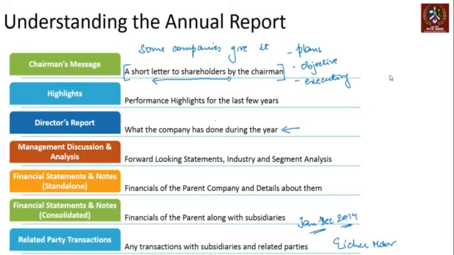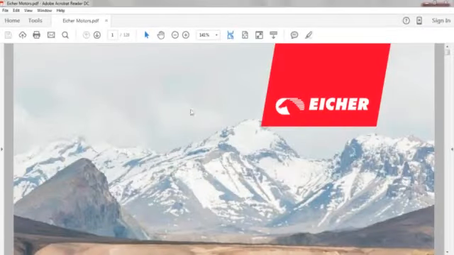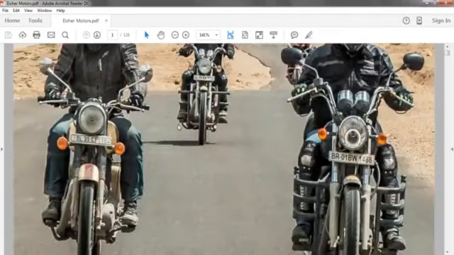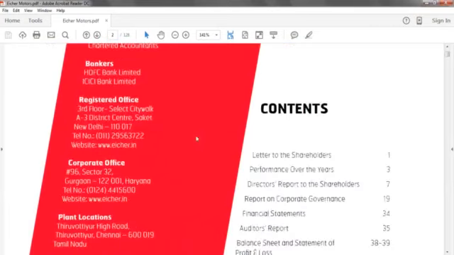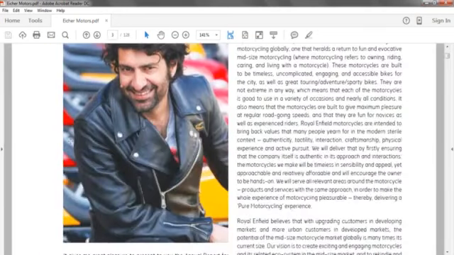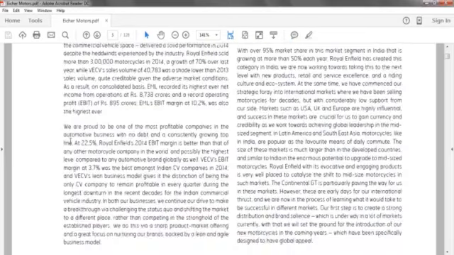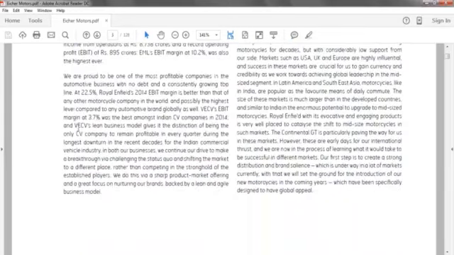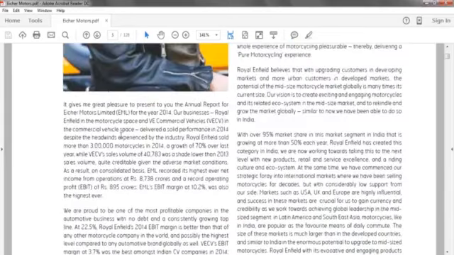Where do we find this? If you look at the annual report, right at the first part is this letter to shareholders. The first page of the annual report is the letter to the shareholders. The managing director or CEO of the company has written this letter, and we will take out parts of this letter and derive information which might be relevant.